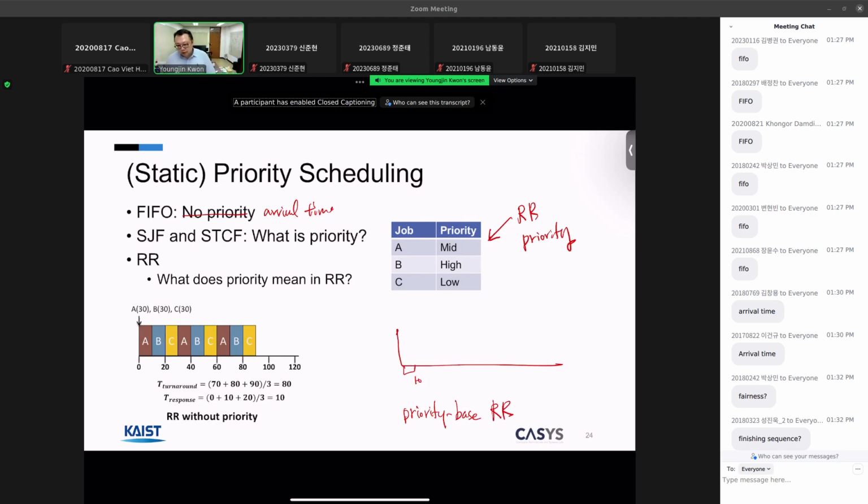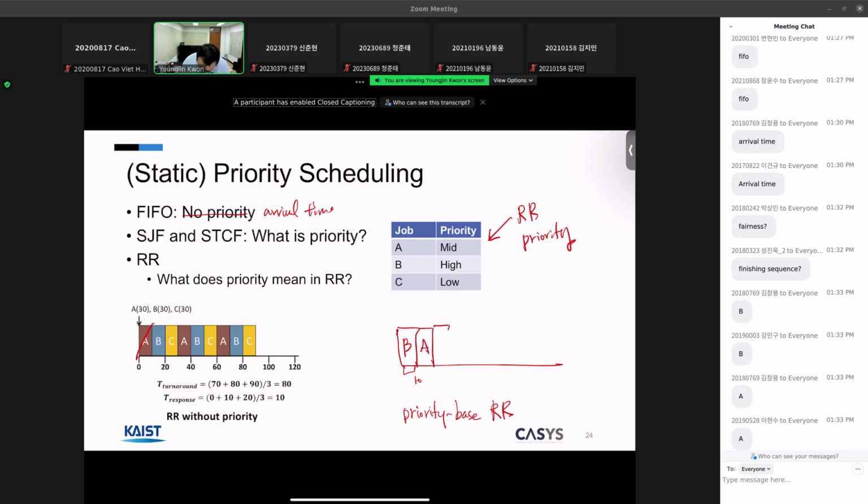Which task is executed? B. Okay, not A, B. Then what? Then who? A. Then C.